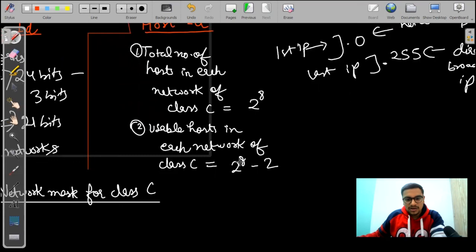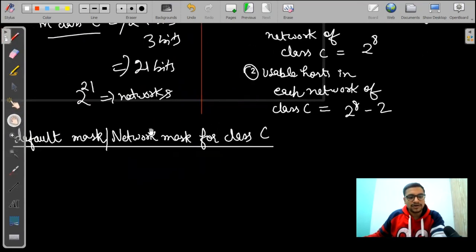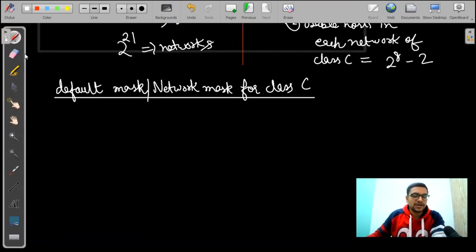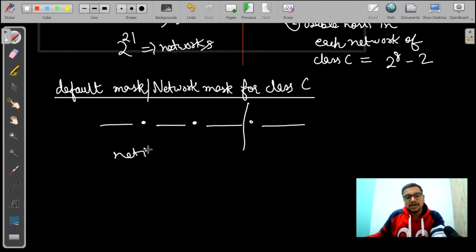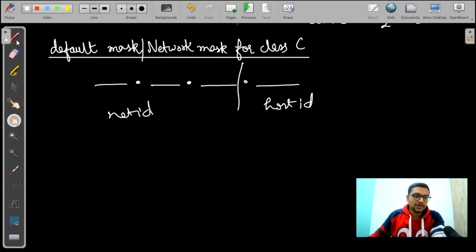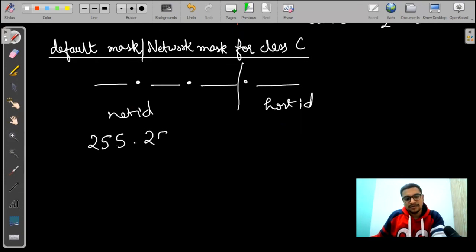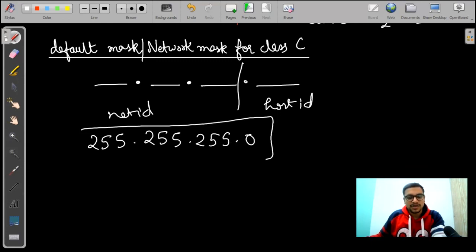Now moving on, we want to calculate the default mask, or network mask, for class C. As I told you, what we have to do is simply put all the ones for the network ID part, and then we'll have our default mask or the network mask for that particular class. So if I put all the ones for all the bits that are there in the network ID part, it will be 255.255.255.0. So that will be the default or the network mask for class C.